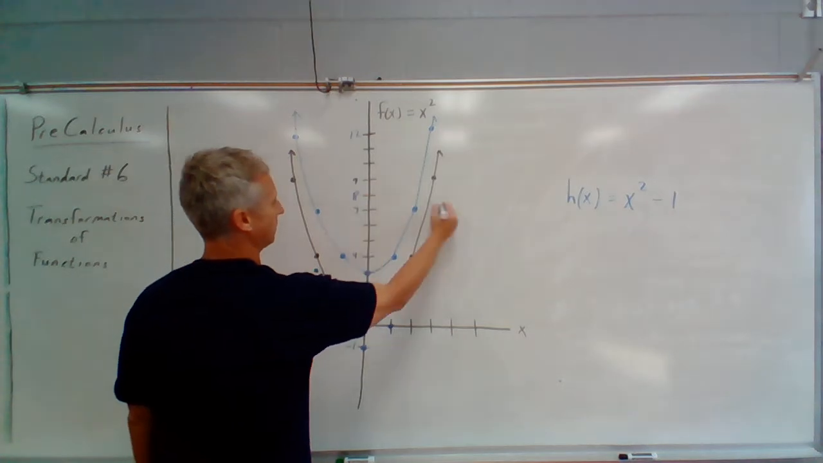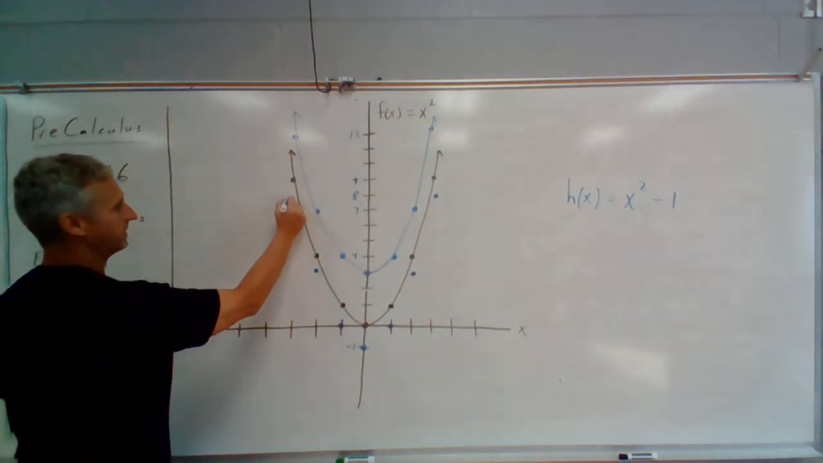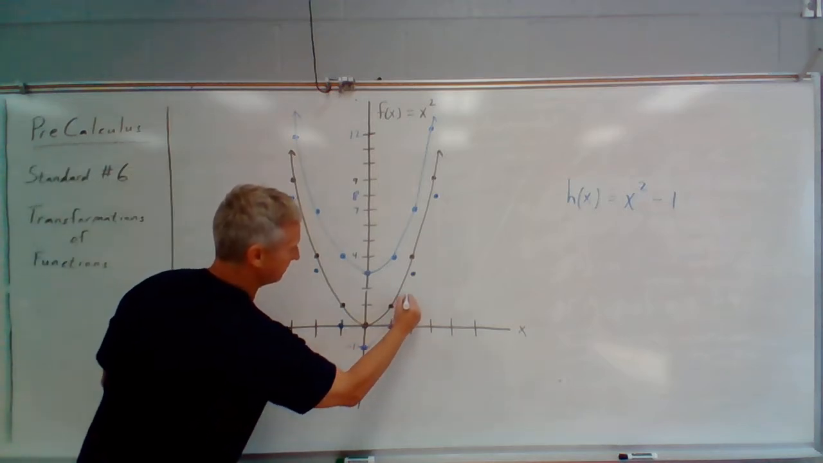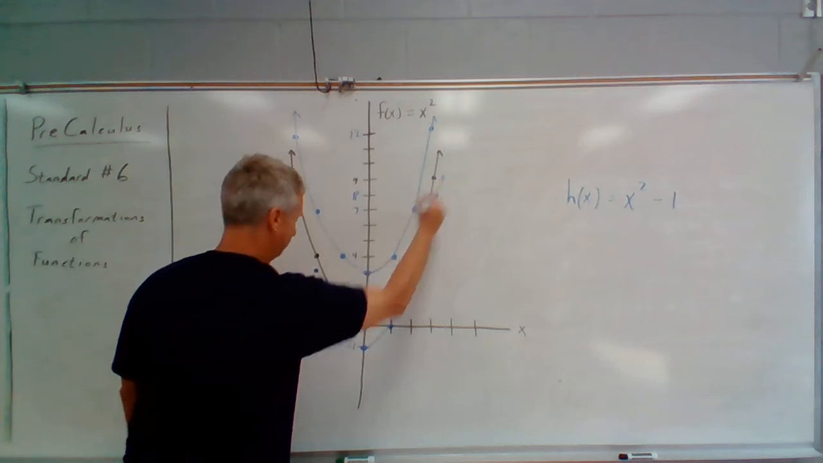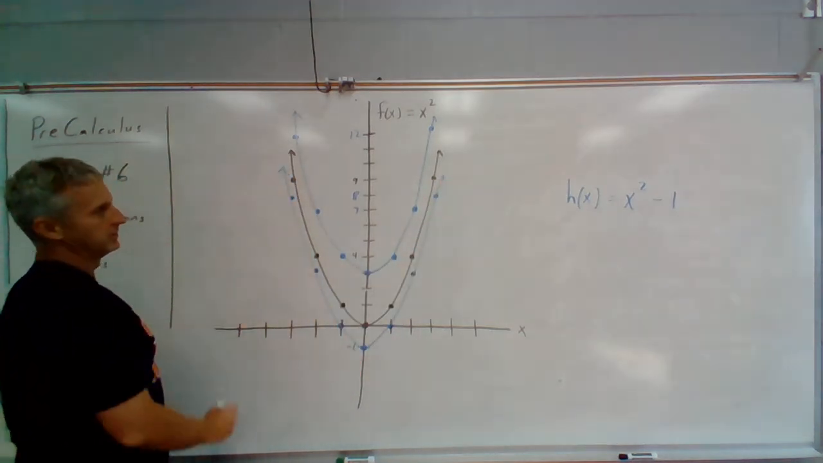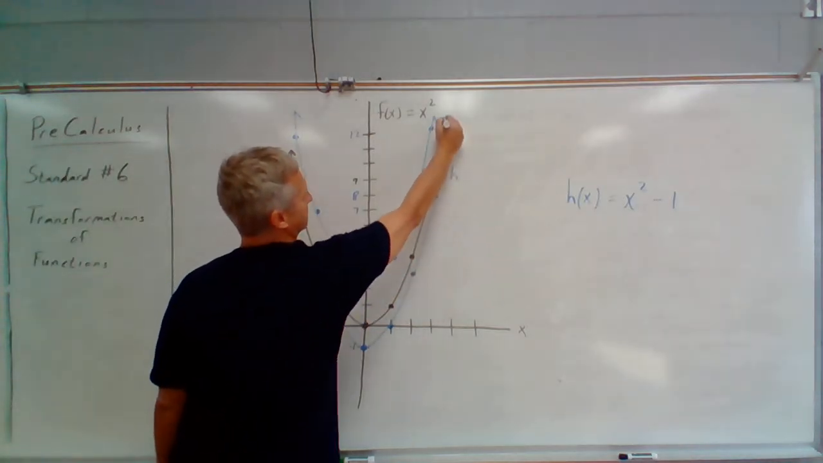So that goes here. And negative 3, I will get an 8. Goes here. And you see I get this function. So this is h. This one is g.